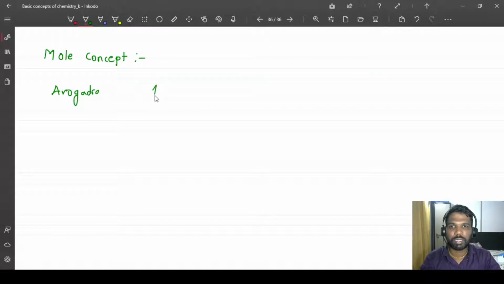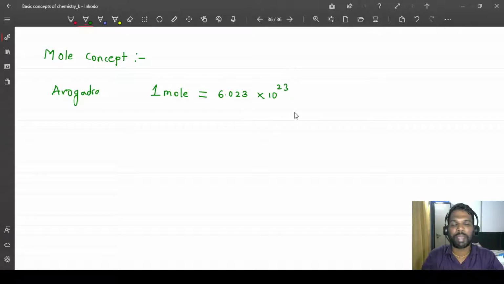If I want to say that one mole, then 1 mole is equal to 6.022 into 10 raised to power 23. Now you must be thinking whether it is atoms, molecules, or ions. This is just a number which we apply in chemistry. It could be atoms, molecules, or ions, right? This number, 1 mole, is very big.